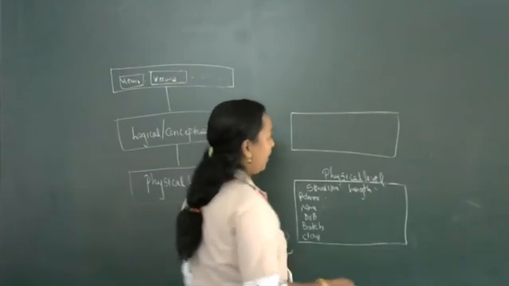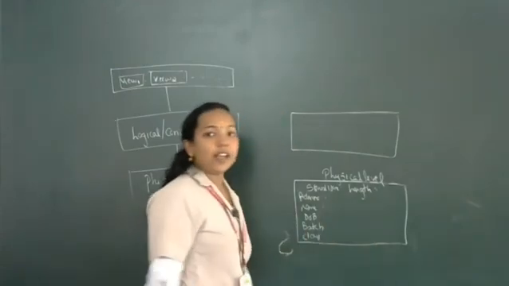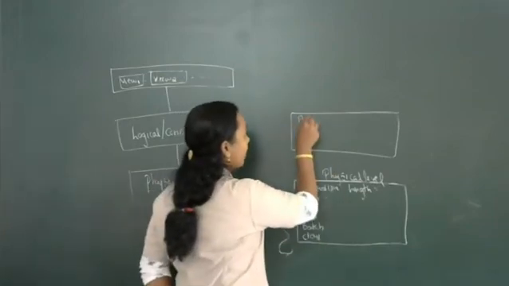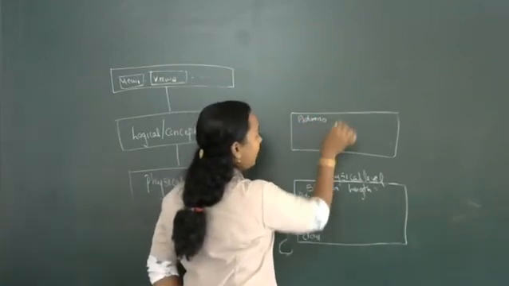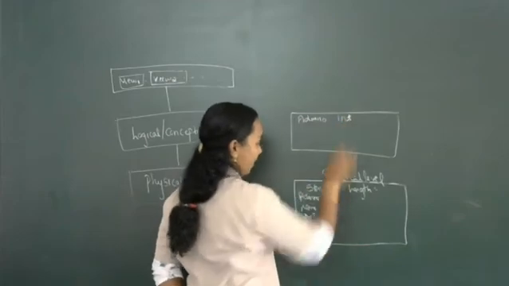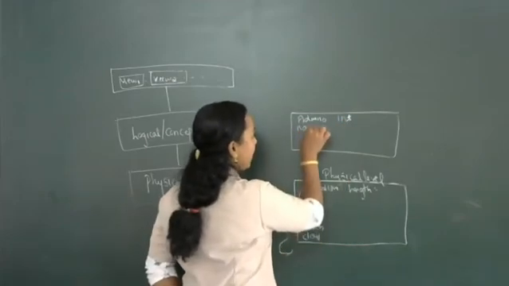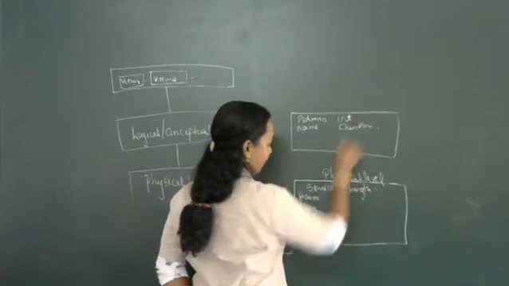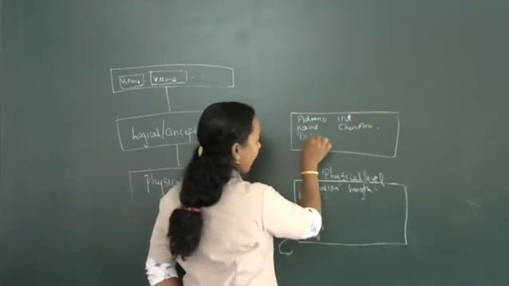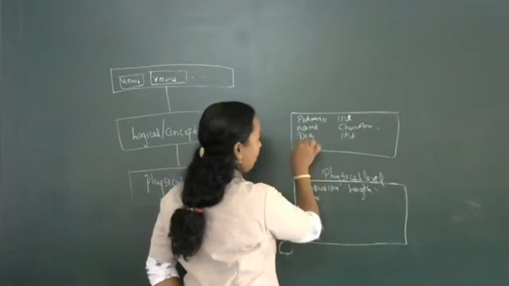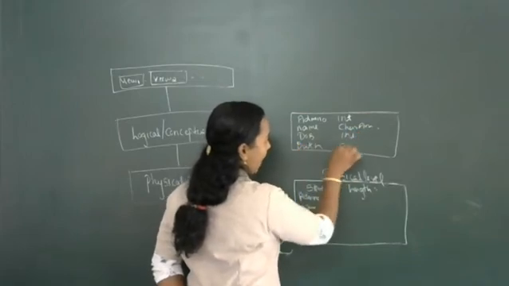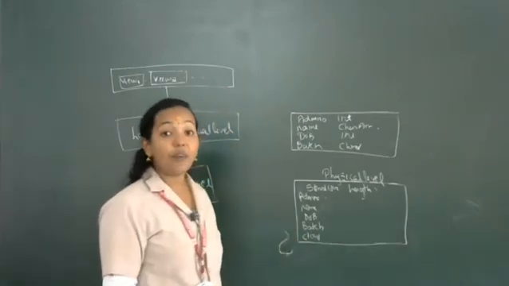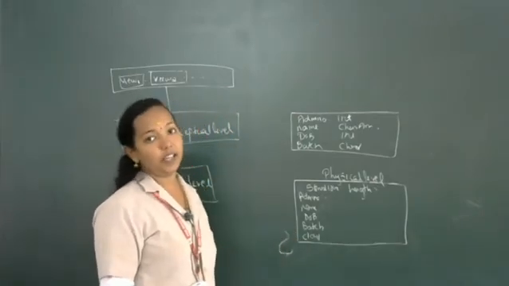Then the next level is the logical level. In the logical level, what data is to be stored? For example, if it is admission number, what will be the data type? Integer. If it is name, the data type will be a character array. Date of birth, again integer. Batch, character. So what data is stored in the DBMS is described here.